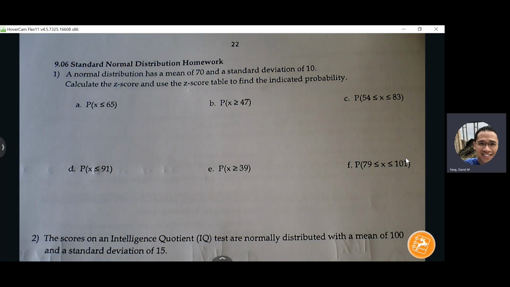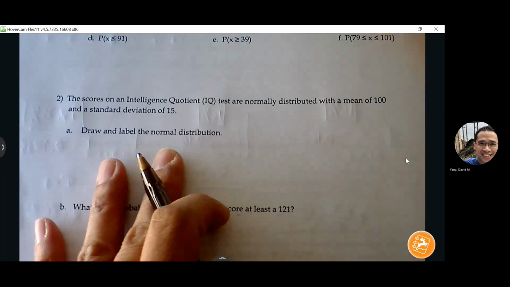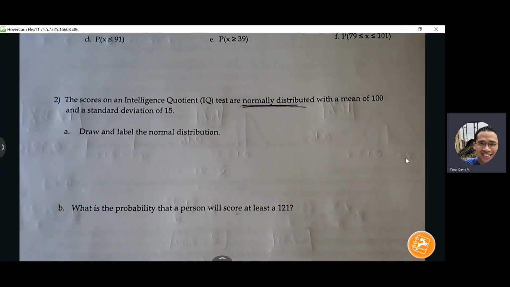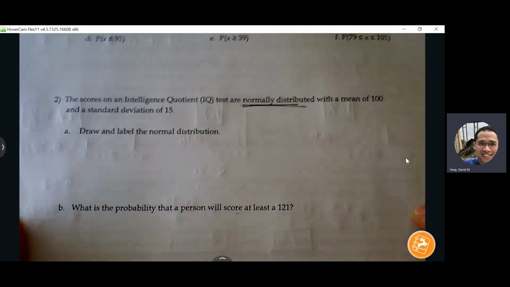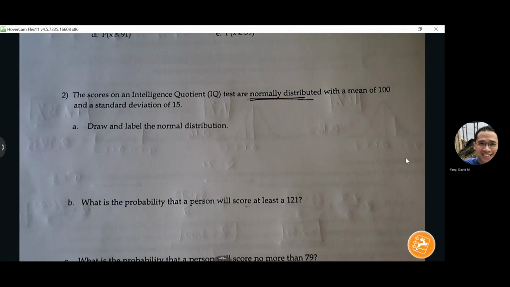The scores on the intelligence quotient, IQ, tests are normally distributed. And so we know it's going to be along that distribution curve, with a mean of 100 and a standard deviation of 15. So we can go ahead and draw our bell curve.